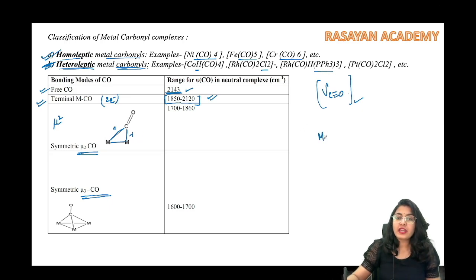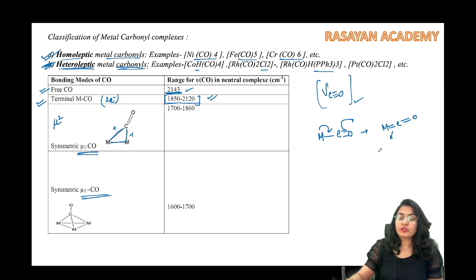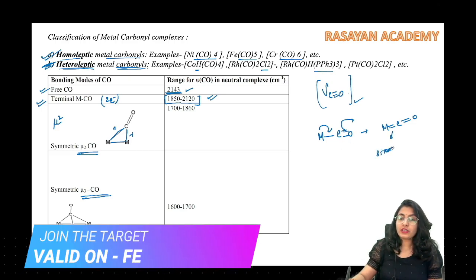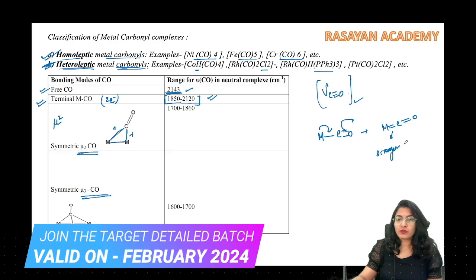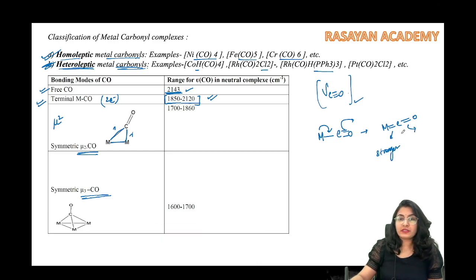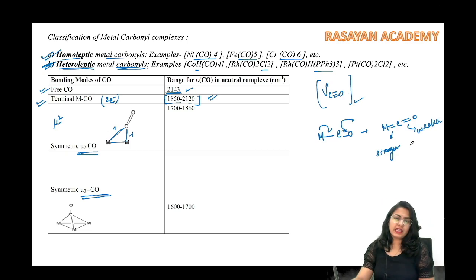So what happens is, when the carbonyl is getting back from the metal like this, then what will happen? The metal-carbon bond is going to become stronger, but the carbon-oxygen bond is going to become weaker. So this bond becomes stronger. If someone asks about its frequency, it would be strong. But this frequency is usually asked, so this is going to be weaker. Alright, and that happens all the time.